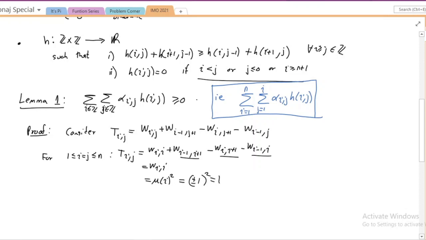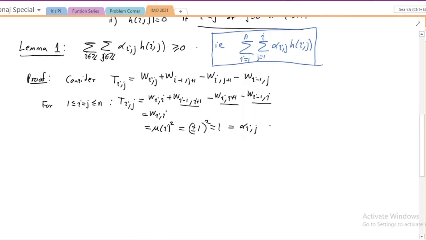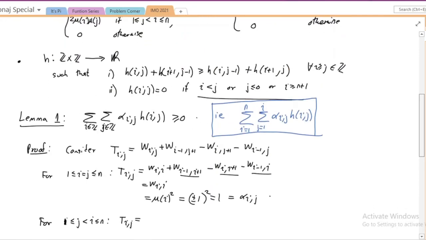Okay, so this one is the same as alpha ij. So far so good. Now for the second class, 1 less than or equal to j, strictly less than i less than or equal to n, t_ij. So let's look at this closely.